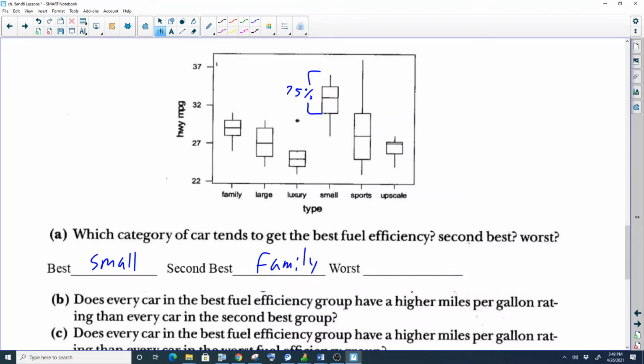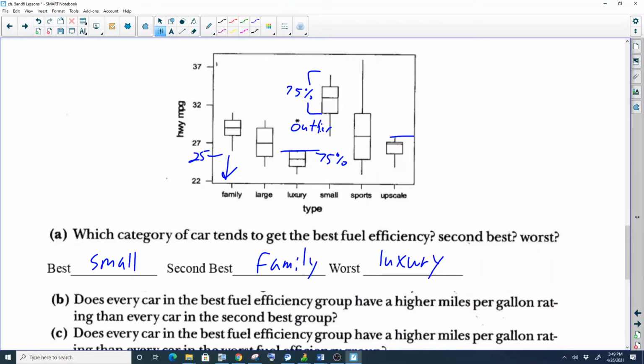And then which one's the worst? Well, upscale is kind of bad. Wow, luxury is even worse. Yeah, I'd probably say luxury. But that is an outlier. That is part of luxury that does have a good miles per gallon there. Does that maybe throw it off? Maybe, maybe not. It's only one vehicle. So 75% of luxury vehicles are at like 25, 26 and below, and that's pretty bad compared to the rest of them. So we would go ahead and probably say that's luxury.